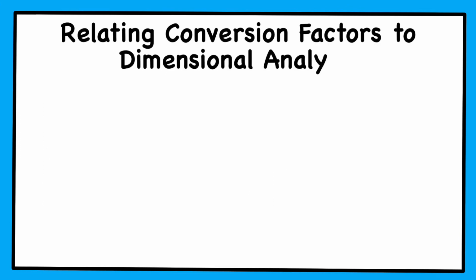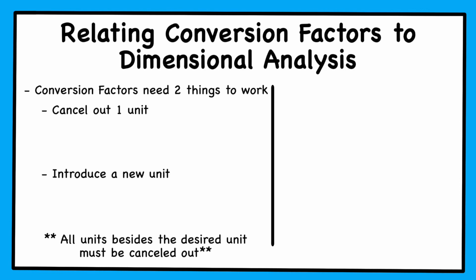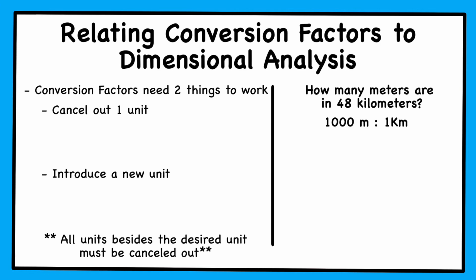Okay, now that we know how to write these conversion factors, let's continue with what we got. A conversion factor used in dimensional analysis must accomplish two things. It must cancel out one unit, and it must introduce a new unit. While working through a solution, all units except the desired unit must be canceled out. Suppose you want to know how many meters are in 48 kilometers. The relationship between kilometers and meters is there are 1,000 meters in 1 kilometer.